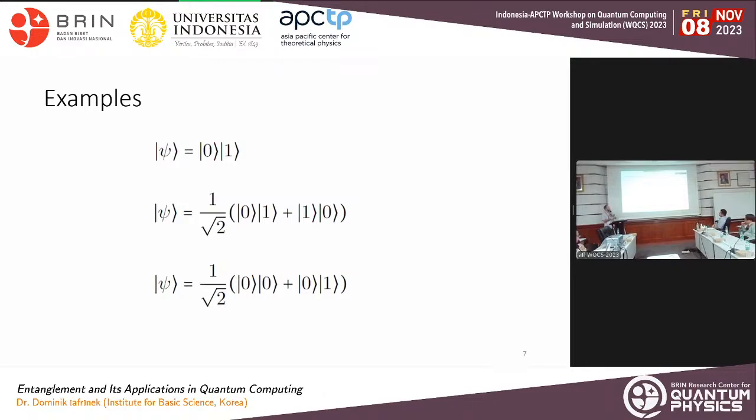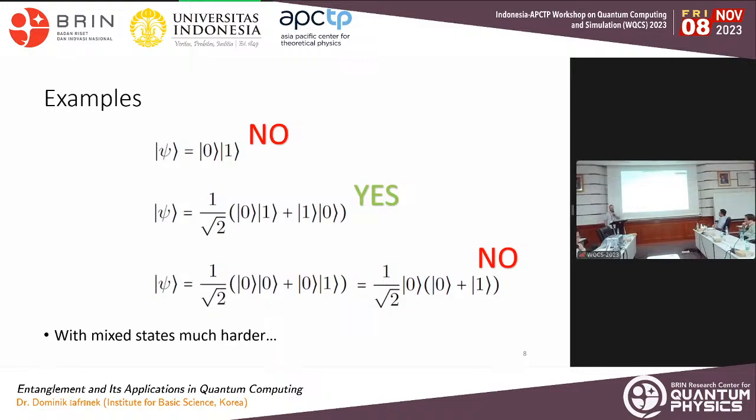So this state is entangled, because no matter what you do, you cannot factorize it. This other one kind of looks entangled on its own, but you can factor the vector, taking this 0 out. So this is not entangled, because you can write it as 0 times the superposition of 0 plus 1.